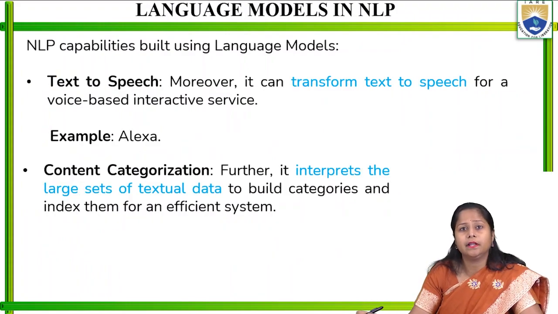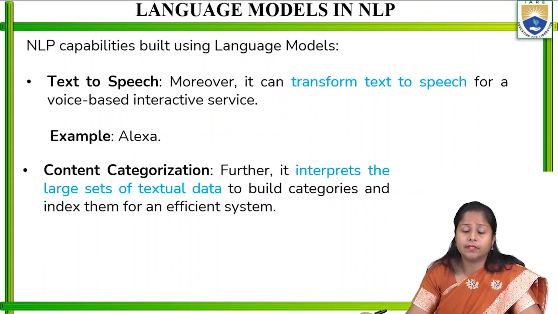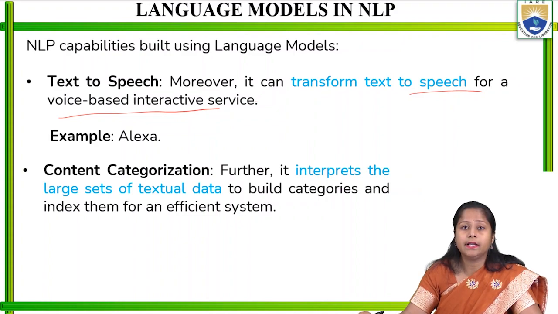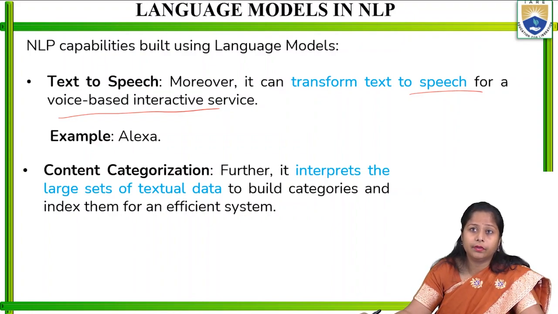Some other capabilities are there, that is text to speech. The text is going to be converted into speech. Moreover, it can transform the text to speech for a voice-based interactive service. In that case, suppose Alexa is there. The text will be said by the user, and the Alexa machine is going to interpret it with the model and give the voice-based interaction to the user who is telling something to Alexa.